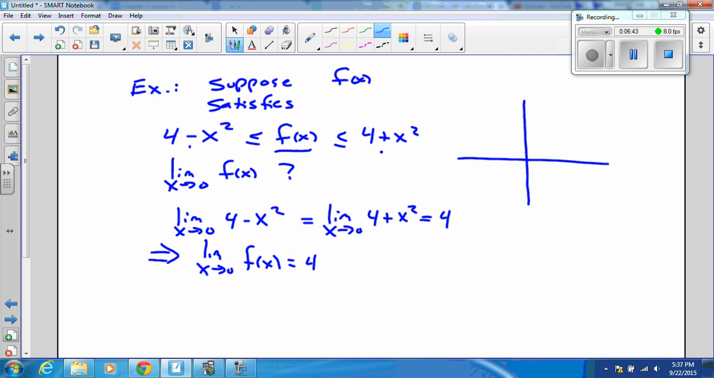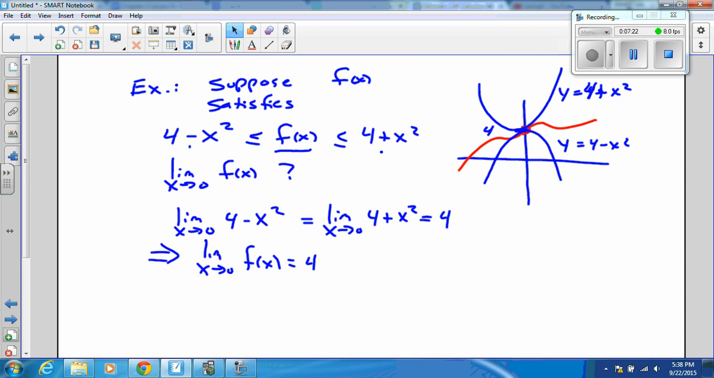And that's my conclusion. So the picture that we have is that I have some weirdo function f that I don't know about. And maybe it has a hole in the graph and maybe it doesn't. But that weirdo function is trapped between 4 minus x squared and 4 plus x squared. And both 4 minus x squared and 4 plus x squared go to 4 right here when x goes to 0, which squeezes or forces f of x to go to 4 as well. So that's the spirit of the squeeze theorem.